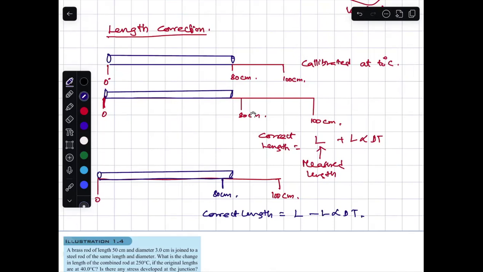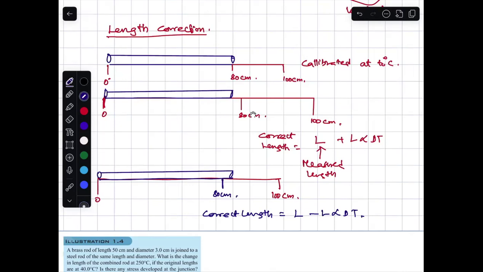You measured this much per centimeter, correction is alpha delta T for suppose. Per centimeter only, right, the correction is applied.